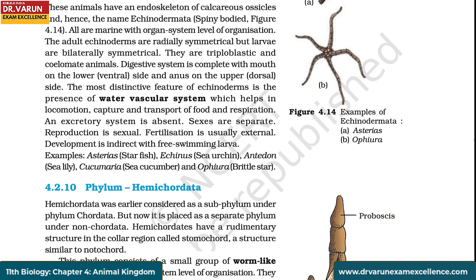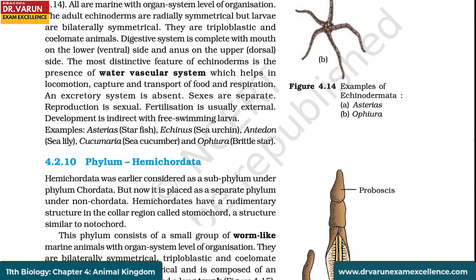An excretory system is absent. Sexes are separate, reproduction is sexual, fertilization is usually external, development is indirect with free swimming larvae. Examples: Asterias or starfish, Echinus, sea urchin, Antedon, sea lily, Cucumaria, sea cucumber, and Ophiura, brittle star.